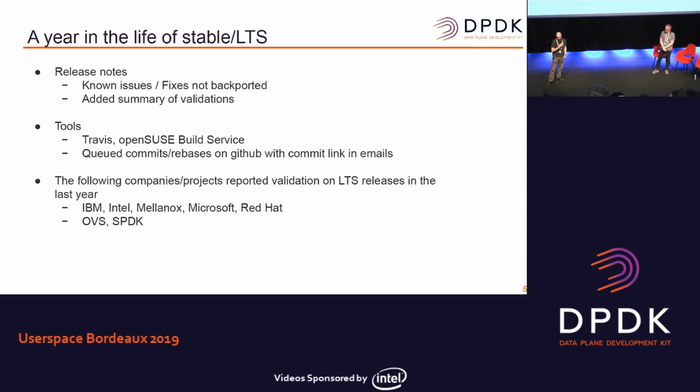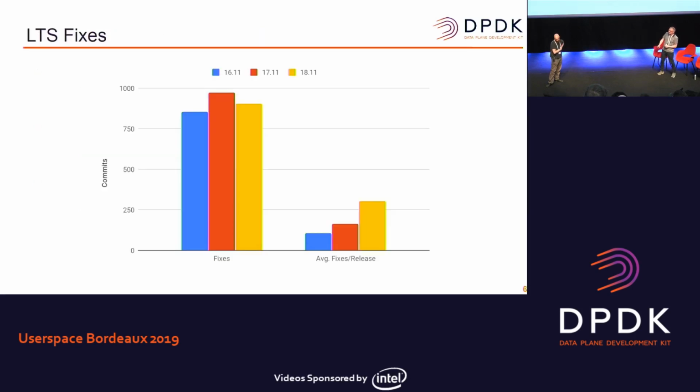And then finally, as mentioned before, we rely on various companies represented here to do the validation on these releases. We could not do without them. So as mentioned, IBM, Intel, Mellanox, Microsoft, and Red Hat have helped us a lot along the way, as well as OVS and DPDK user consumers. Next year we'd like to see more there.